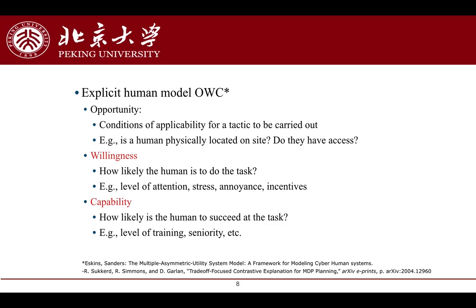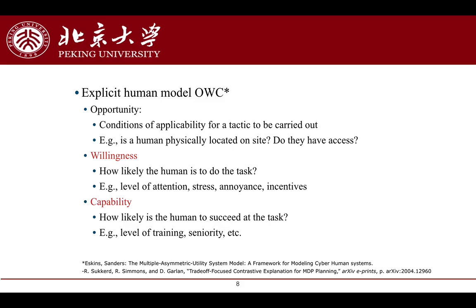First, opportunity captures the applicability conditions for a tactic to be carried out, such as, is there an operator physically located on site? Second, willingness captures how likely the operator will carry out a particular task, which could be affected by the level of attention or user stress. Third, capability captures the likelihood of successfully carrying out a particular task, which is determined by such as the training level.